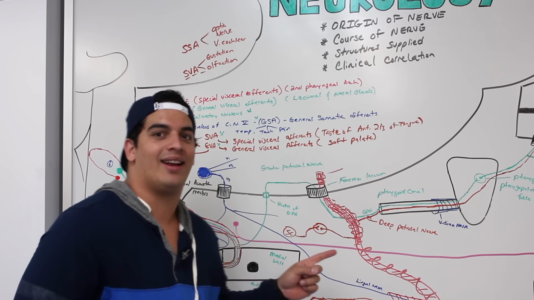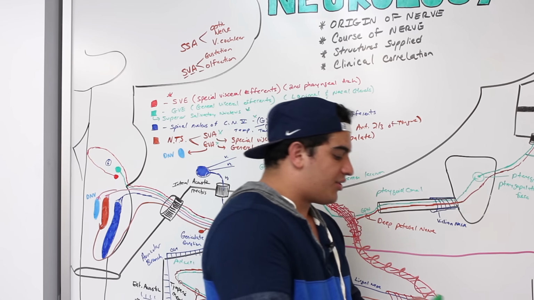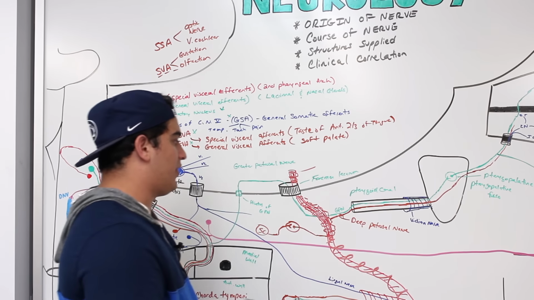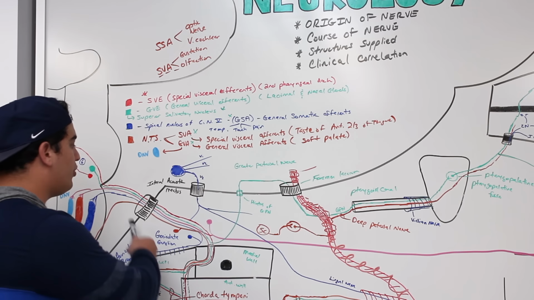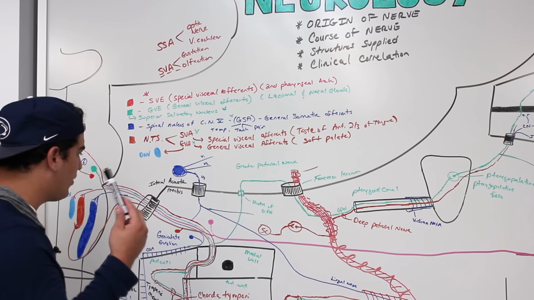structures that are supplied. What we're going to finish off with is clinical correlation. So a lot of different things can happen with the actual facial nerve. There's a lot of things that can happen. You could get an acoustic neuroma that could actually occur here. That's a good point that I want to bring up real quick.